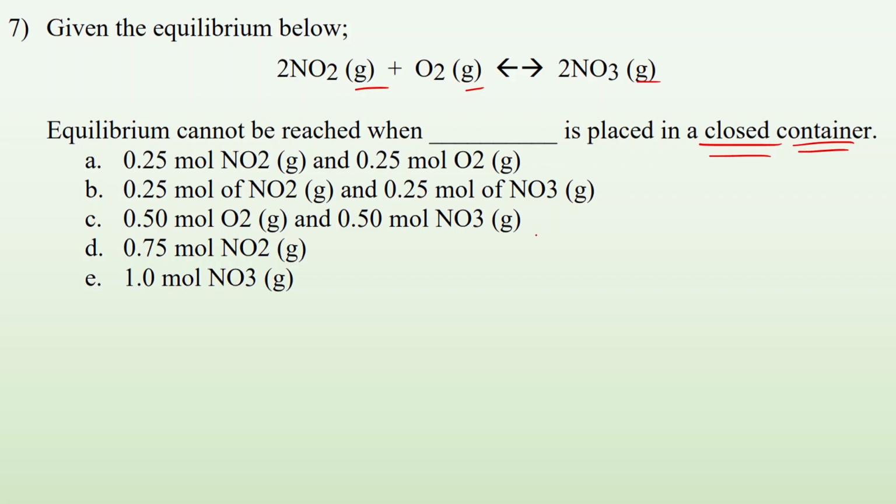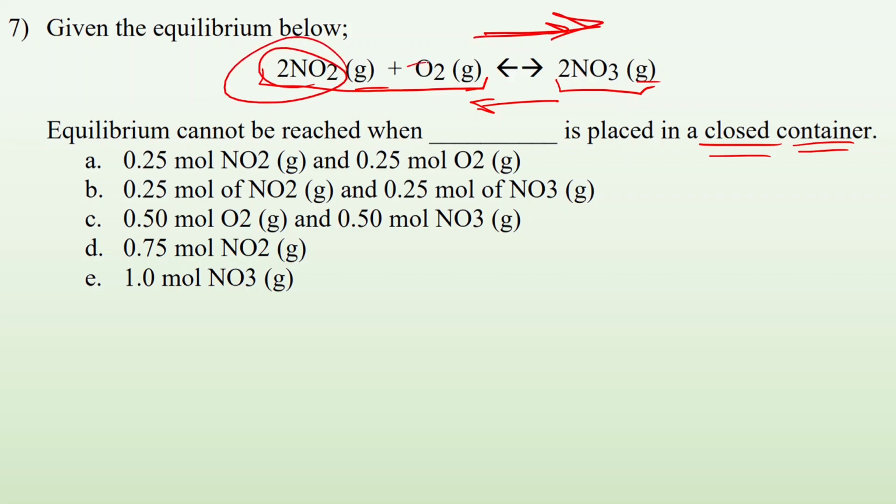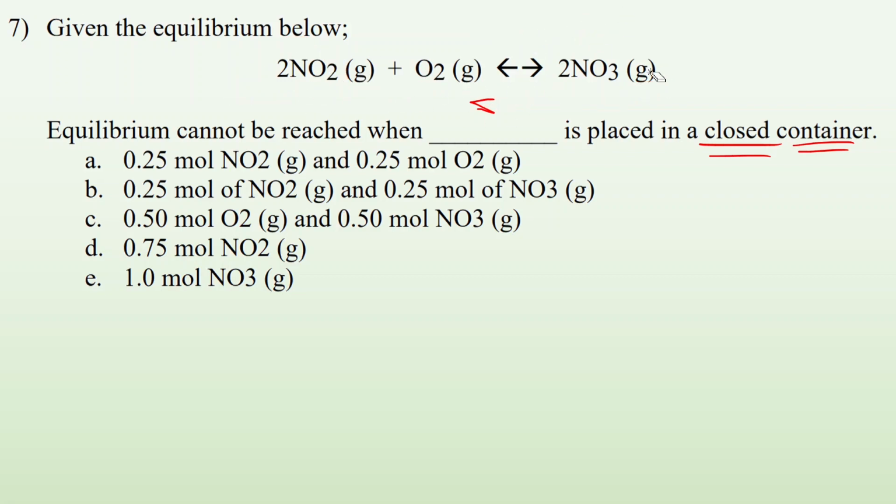So in order for an equilibrium to occur, we need a forward and a reverse process, which means we need to either start with all of the reactants or all of the products in order to have both processes possible, right? If I just had N2, there's no way I can go forward if I didn't have O2. So that's going to be kind of what this question is testing. So let's take a look.